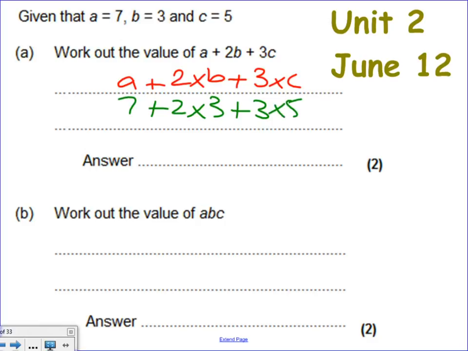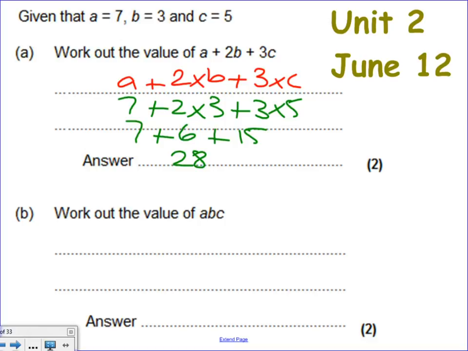BidMaths tells us what to do next. I've got 7 and I add 6 and I add 15. When I add them together, 13 plus 15, 28. Everyone get that? Yeah.